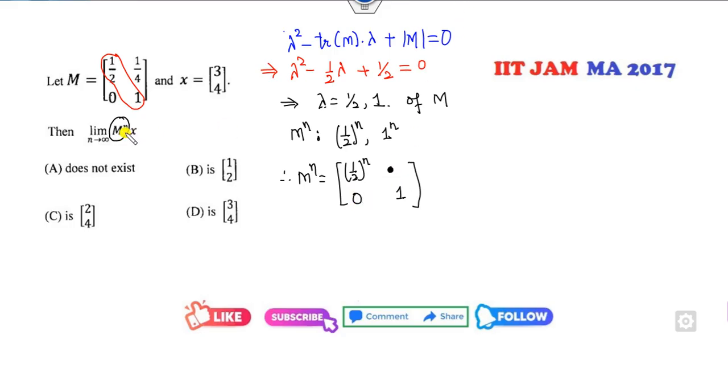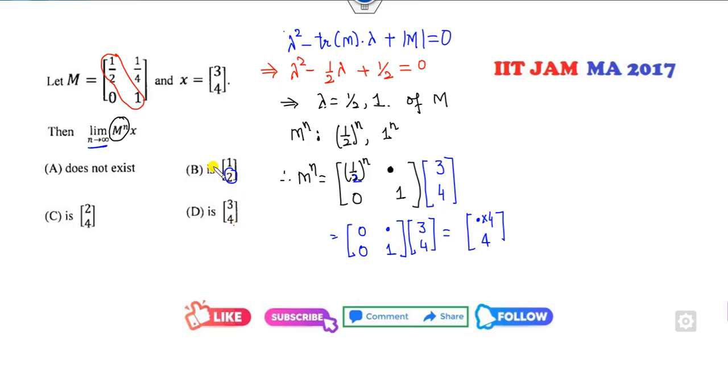Fine. Now I have to multiply by x also. If I multiply by x, it is 3, 4. Then if I take n approaches infinity, you can see this matrix is 0, 0, 0, 1. I need to calculate this value into 3, 4. So if I multiply them, what will happen? The first value will be this into 4 and the second value will be 4. So the second column will be 4. So this value will be cancelled. Does not exist, it cancels out.